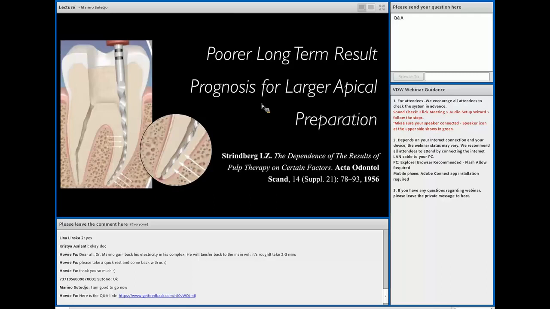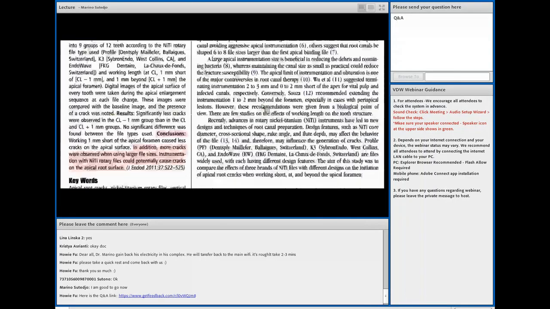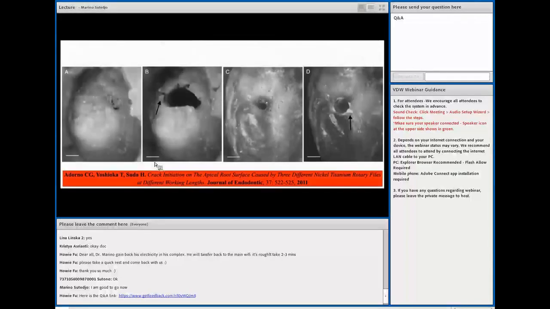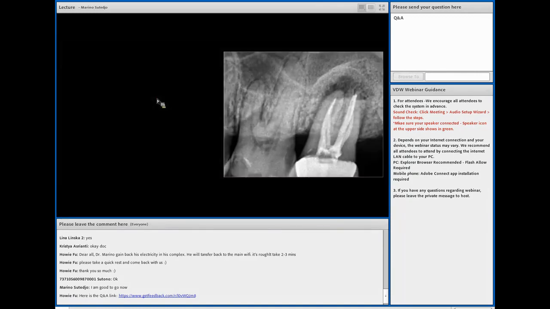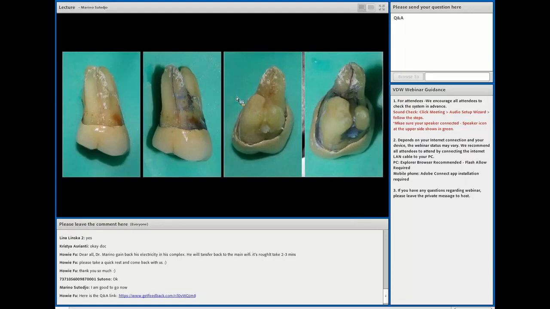And there is even a journal that was published in 1956 saying that a poorer long-term prognosis happens with larger apical preparations. And also, cracks were observed when we used larger files, because if you're using rotary files with a large number, it could potentially cause a crack on the apical surfaces. As you can see here, there is a crack. If we do it too large, like this, there is a crack over there. When you see this case, you may think this is only some regular apical lesion, but no, this is not just a lesion. This is caused by a crack, a vertical root crack, and this cannot be saved anymore. You need to do some extractions. And why has this happened? It could be because we put too much pressure.